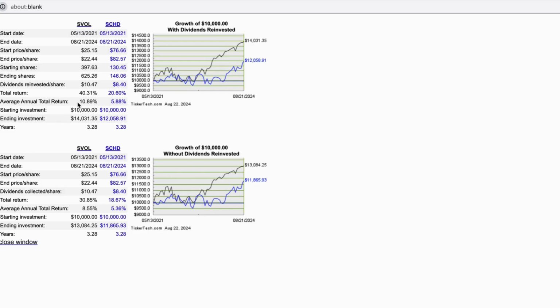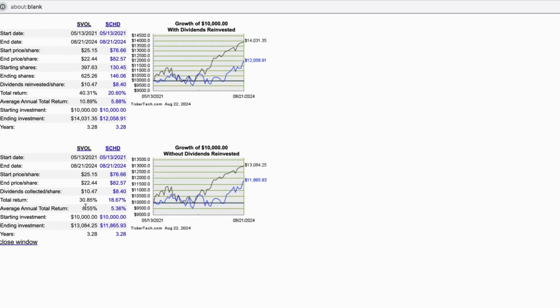Average annual total return with dividends reinvested: SCHD, 5.88%; SVOL, 10.89%. Ending investment after 3.28 years with dividends reinvested: SCHD, $12,058; SVOL, $14,931.